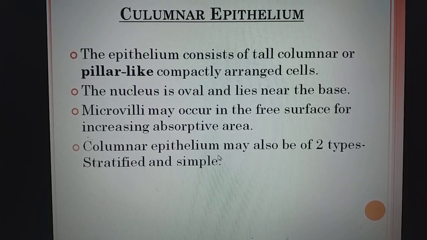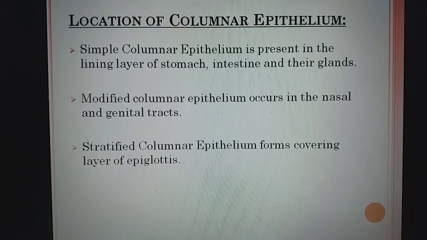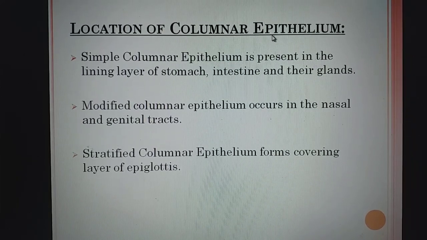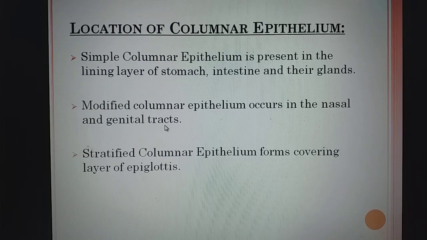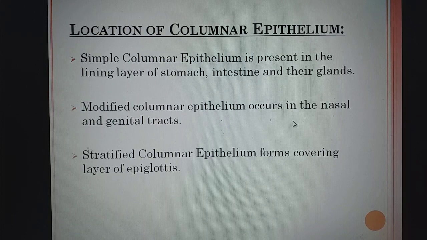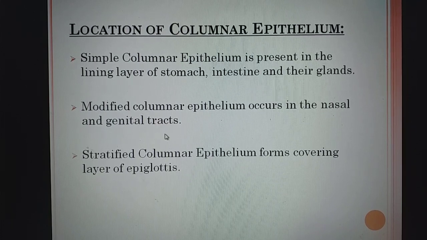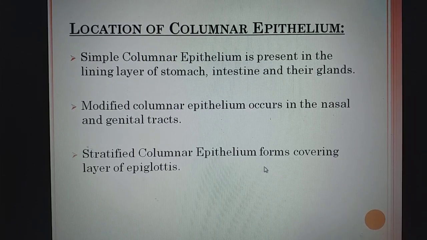Now again, columnar epithelium is also of two types, that is stratified and simple. Now location of columnar epithelium. Simple columnar epithelium is present in the lining layer of stomach, intestine and their glands. Whereas modified columnar epithelium occurs in the nasal and genital tract. In the nasal tract it helps to push the mucus, and in the genital tract it helps to move the ova or the sperms. Stratified columnar epithelium forms the covering layer of epiglottis.